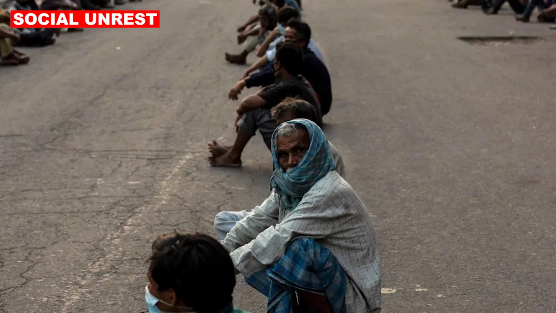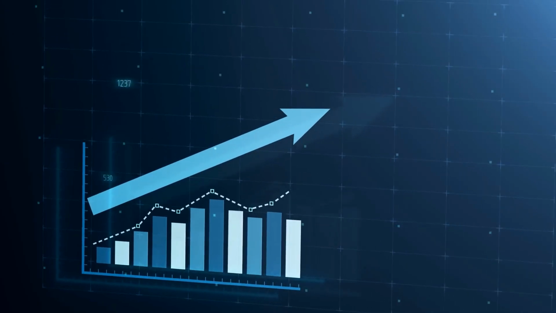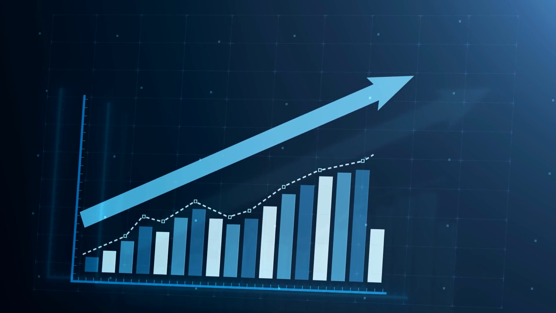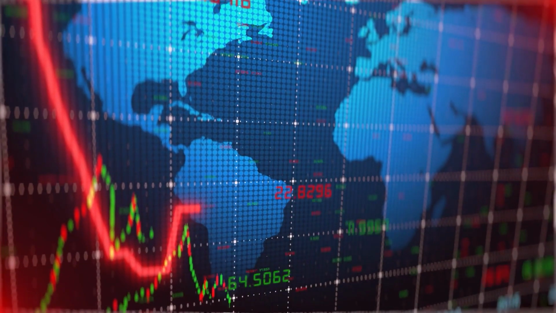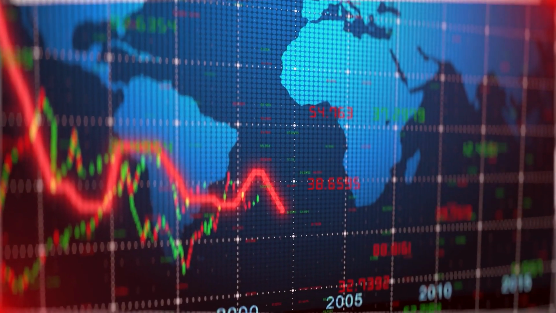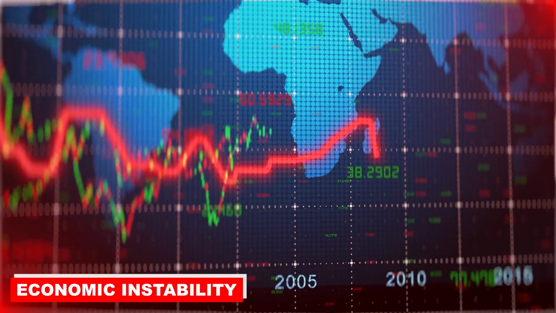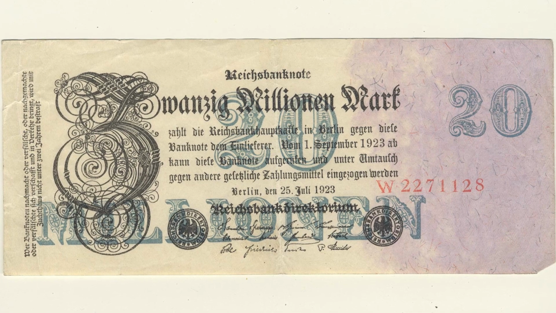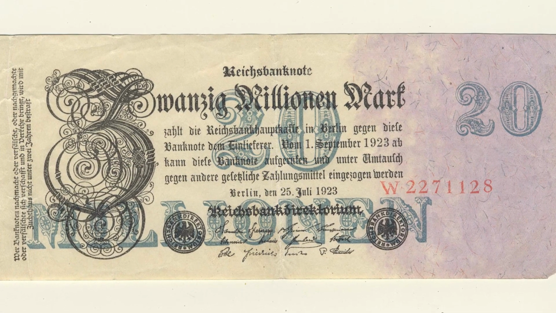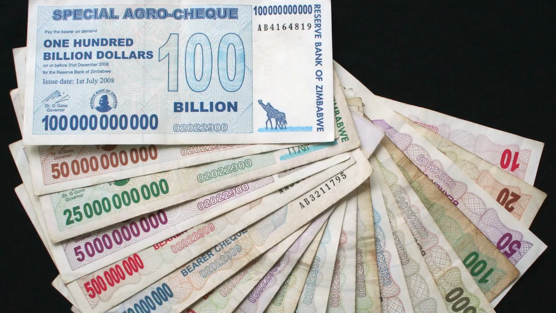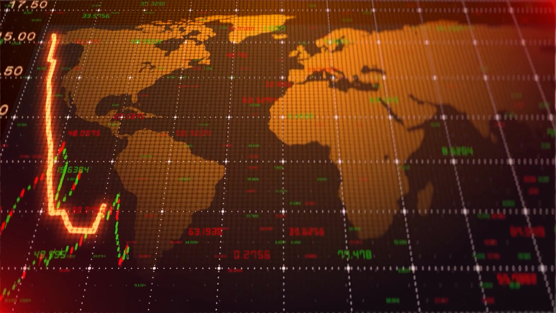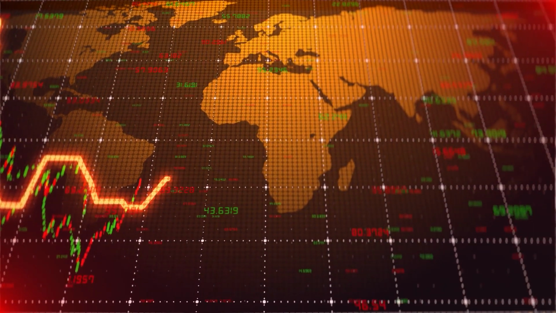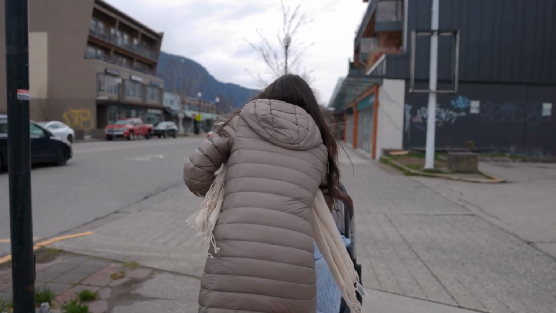social unrest. Hyperinflation is an extreme form of inflation, where prices skyrocket at an exceptionally high rate. This can lead to a loss of confidence in the currency and cause severe economic instability. Historical examples of hyperinflation include the Weimar Republic in Germany in the 1920s and more recent cases like Zimbabwe in the late 2000s.